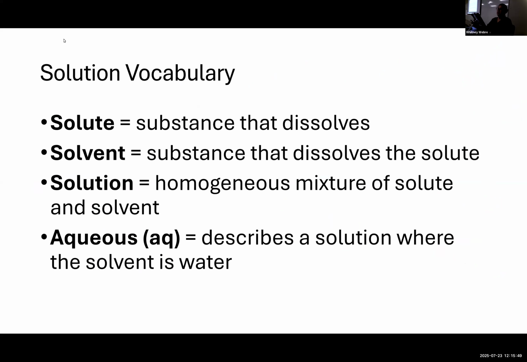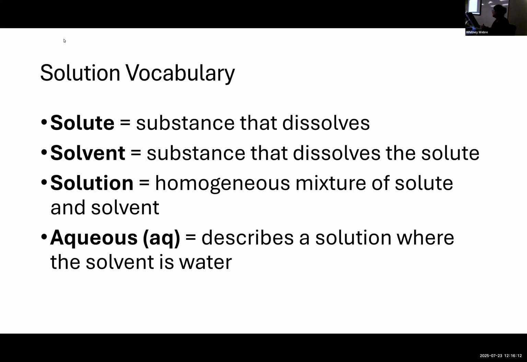I almost kind of jumped the gun here. I do want y'all to get very comfortable knowing the difference between all of these definitions. So a solute is a substance that dissolves. So if I take sugar and I dissolve it in water, my solute is sugar. That is what you're focusing on. The medium that you use to dissolve a solute is a solvent.